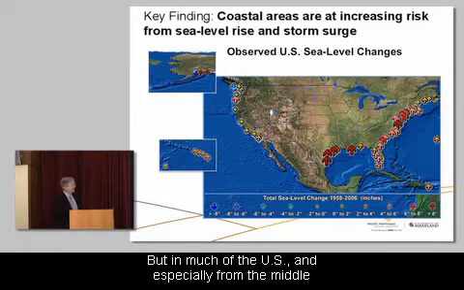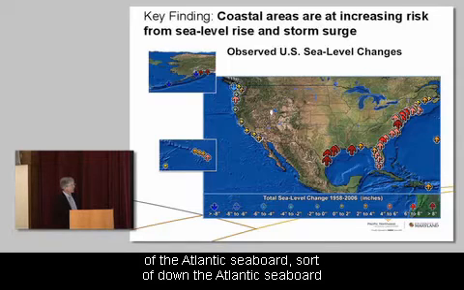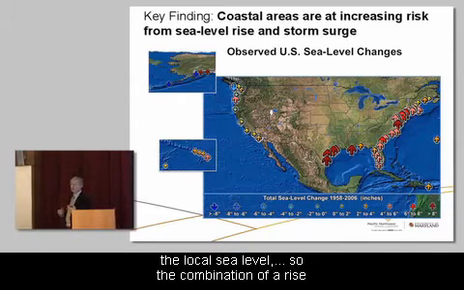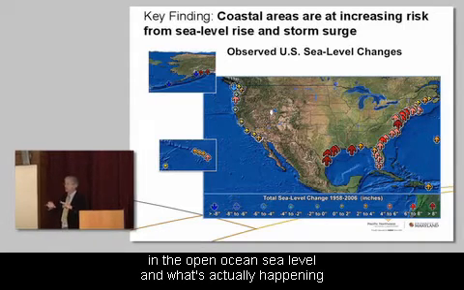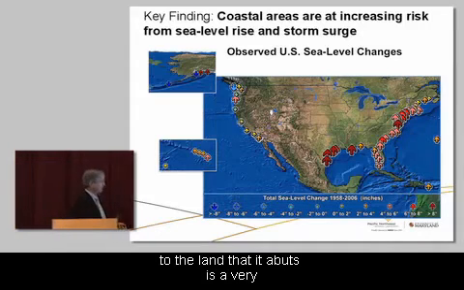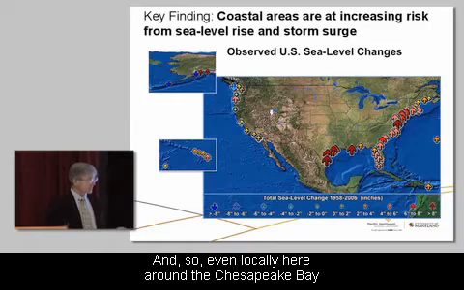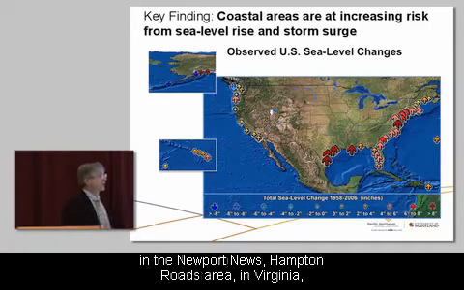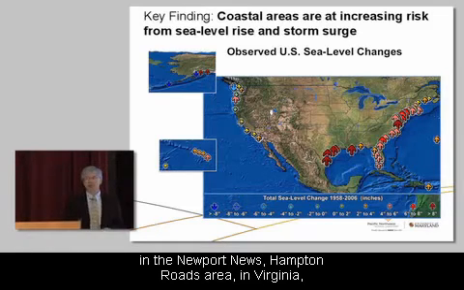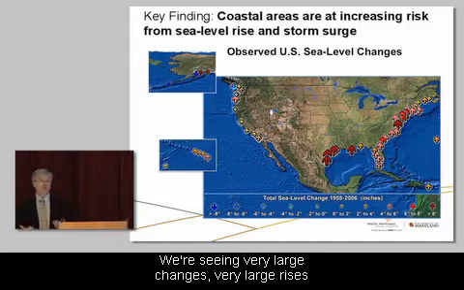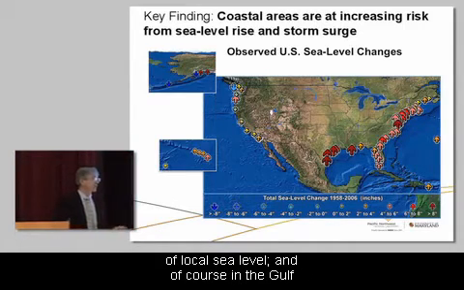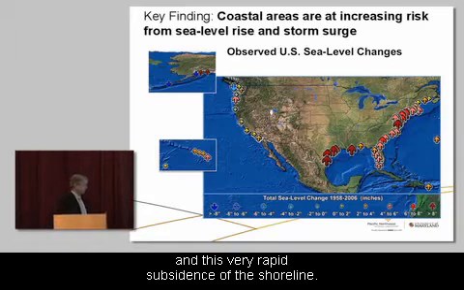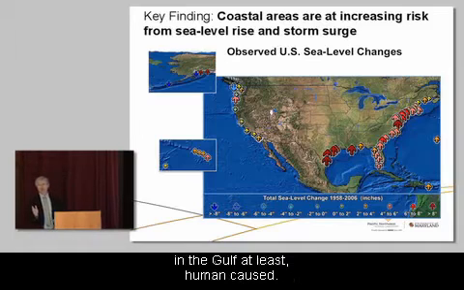and especially from the middle of the Atlantic seaboard, down the Atlantic seaboard, and of course in the Gulf, and even down into Florida, the local sea level, so the combination of a rise in the open ocean sea level and what's actually happening to the land that it abuts, is a very large effect. And so even locally here on the Chesapeake Bay, we're seeing very large local rates of sea level rise in the Newport News, Hampton Roads area in Virginia, where all the naval installations are. We're seeing very large rises of local sea level. And of course in the Gulf, where we have this combination of a rise in the sea level and this very rapid subsidence of the shoreline for a whole variety of reasons, most of them in the Gulf at least human-caused.